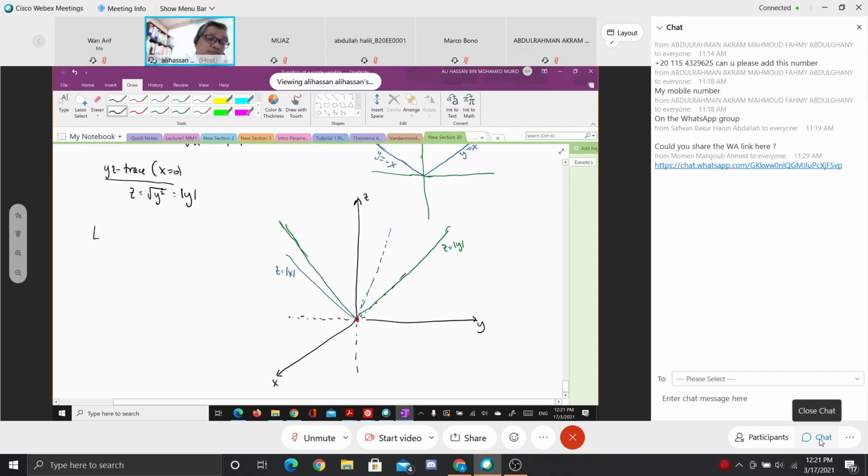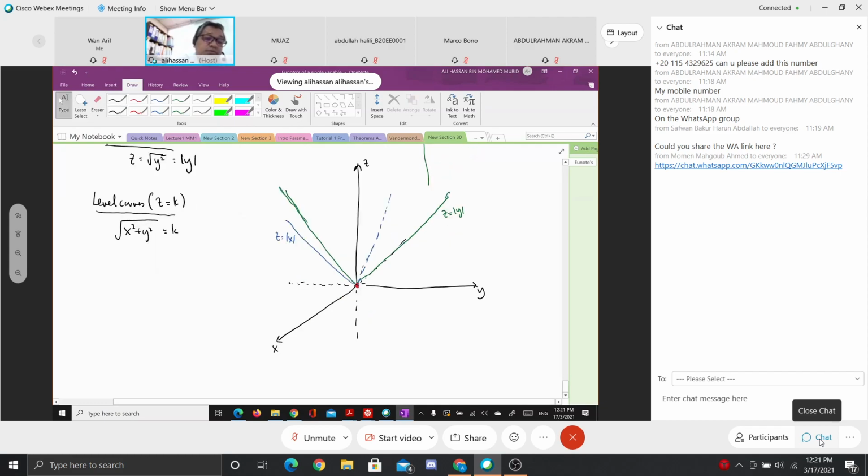Let's look at the level curves now. By setting, say, z equal to k, we have square root of x squared plus y squared equal to k. Now, if we square both sides, we get x squared plus y squared equal to k squared. These are equations of circles, centered at 0 of radius k. So the horizontal plane z equal to k intersects the surface in circles.